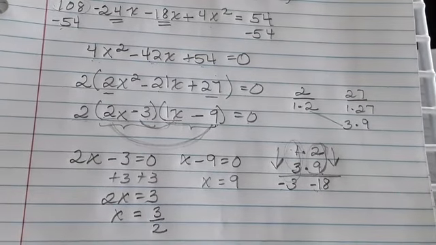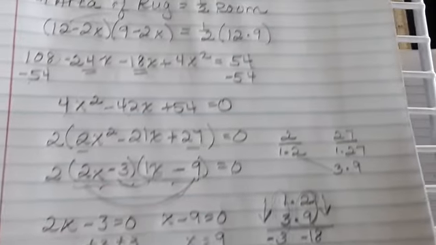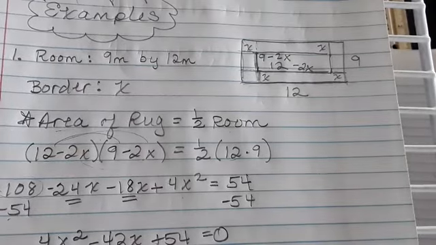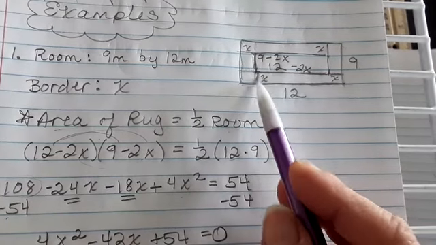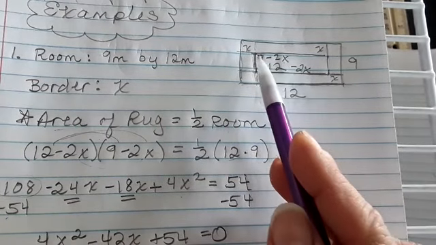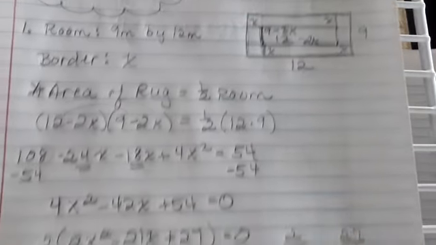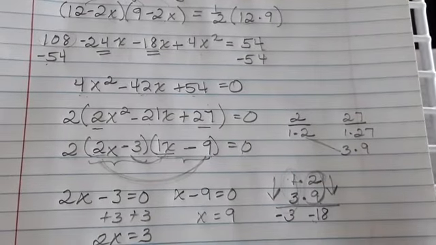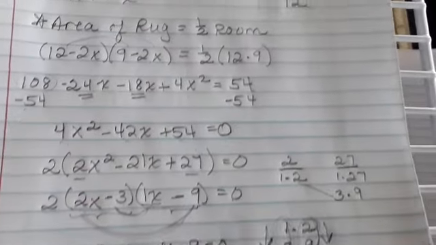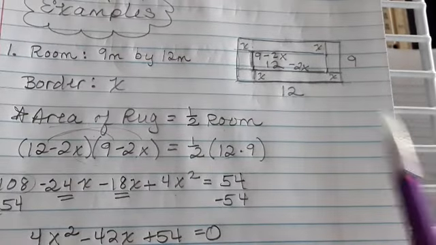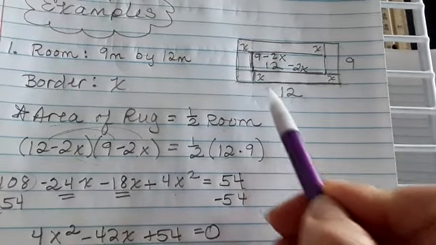Now with a word problem, you need to think about what the variable is representing. So let's go back and look at our diagram. All right, the variable is representing our border. We would also plug it in here to find the length and width of the area rug in the middle. One of our values was a 9 for x. So if we choose 9 as x, see if that would make sense. That means our border would be 9 meters.